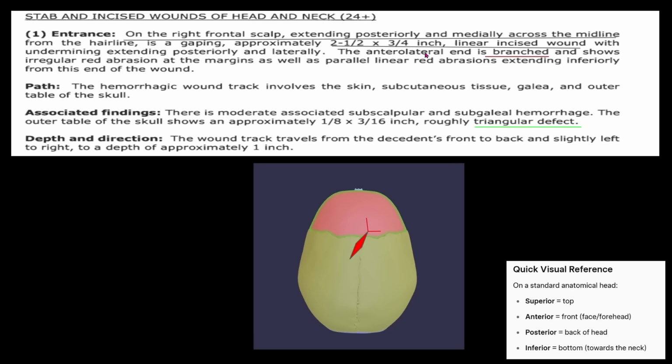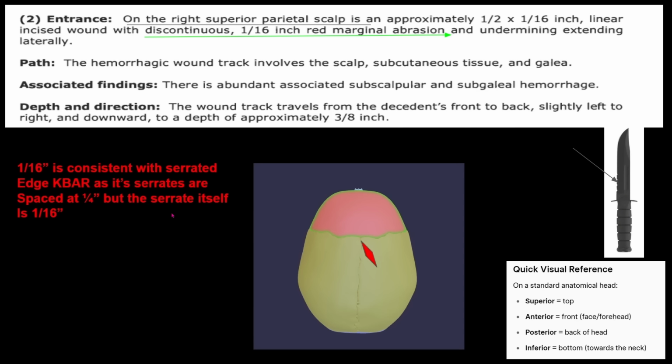The end is branched and shows irregular red abrasions at the margin, as well as parallel linear red abrasions extending inferiorly from this wound. So it's got two red abrasions coming off of the end of it, which are basically scrapes. It is hemorrhagic, so it happened during the attack. There's a triangle defect at the end of the wound, which is interesting, but the depth of the wound is 1 inch. So that's one.